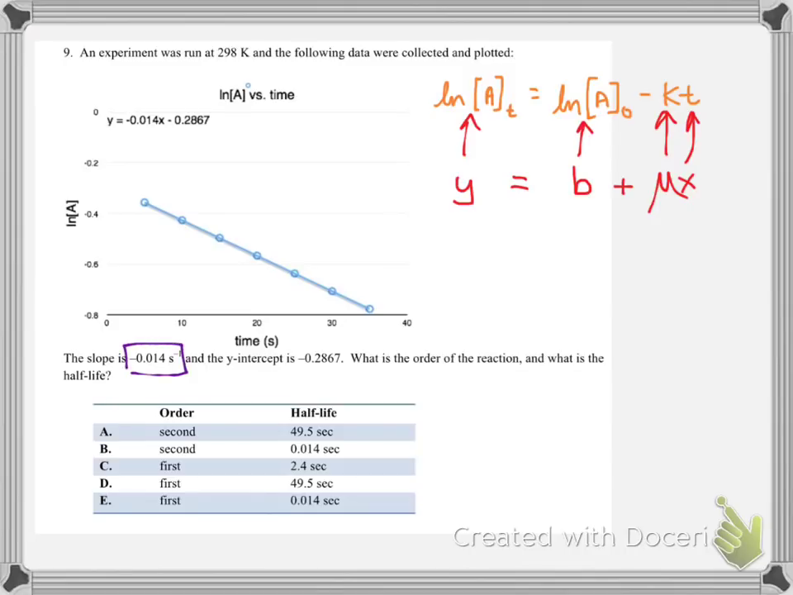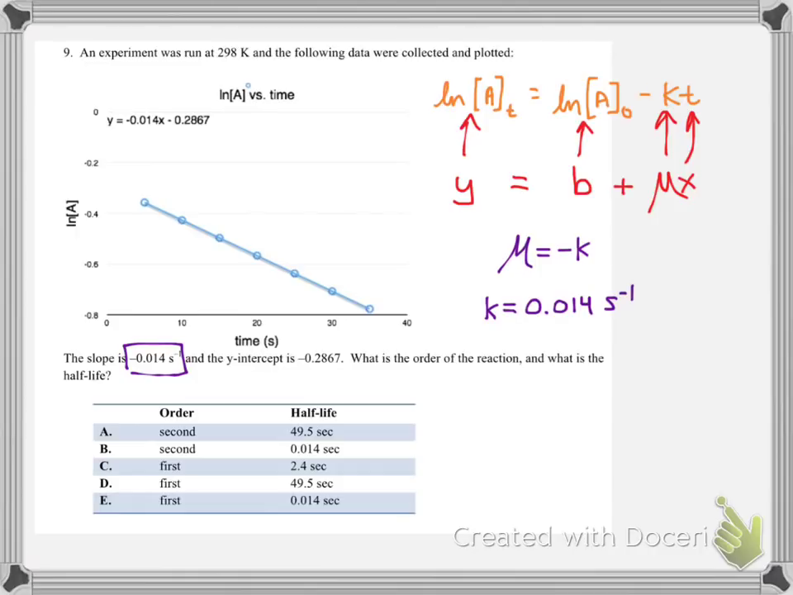0.014 seconds to the negative 1. Well, what does that mean? Is that the same value as one of our important constants? Something fundamental for a reaction? Yes! Our slope is equal to negative k, which means if we have the slope, we have our k. Huzzah! So considering slope equals negative k, that means that for this reaction, our k is 0.014 seconds to the negative 1.